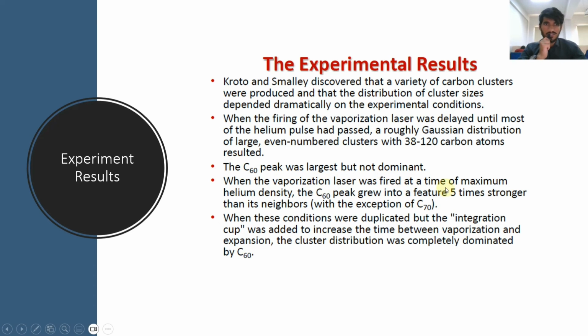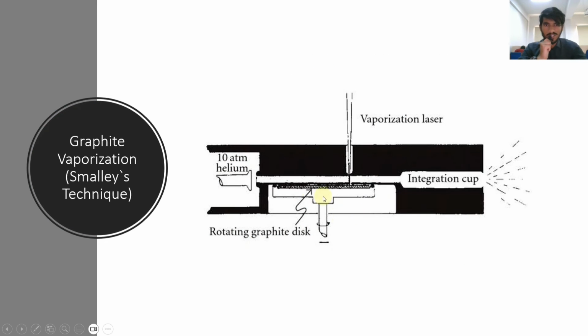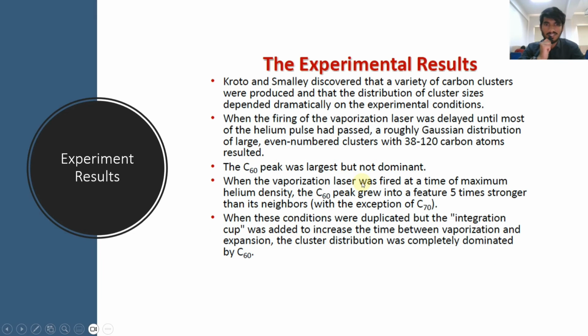When the vaporization laser was fired at the time of maximum helium density, the C60 peak grew to five times stronger than its neighbor. So when the laser struck the graphite rod at the time when the maximum helium density was present, we had the maximum concentration of C60, and that C60 was five times stronger than its neighbor C70.